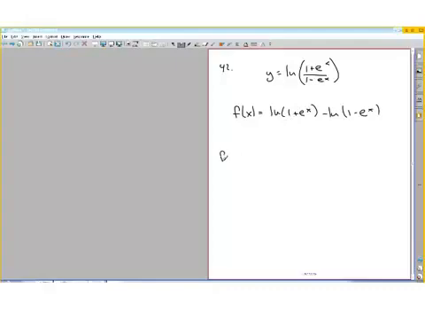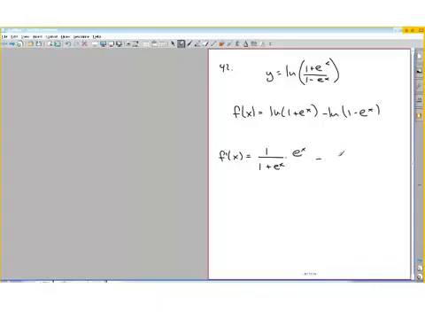And I'm going to just do it in one fell swoop. So what you do is you take 1 over whatever's in the natural log part. And then you multiply it by the derivative of what's here. So the derivative of 1 is 0. Derivative of e to the x is e to the x. So that's going to end up being e to the x divided by 1 plus e to the x.